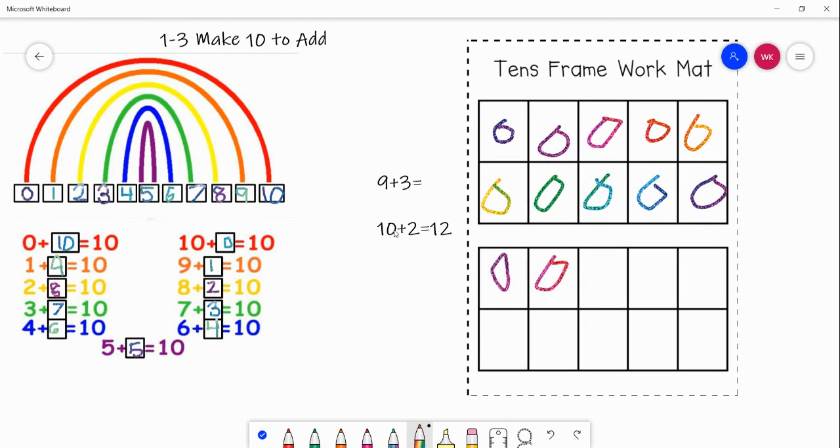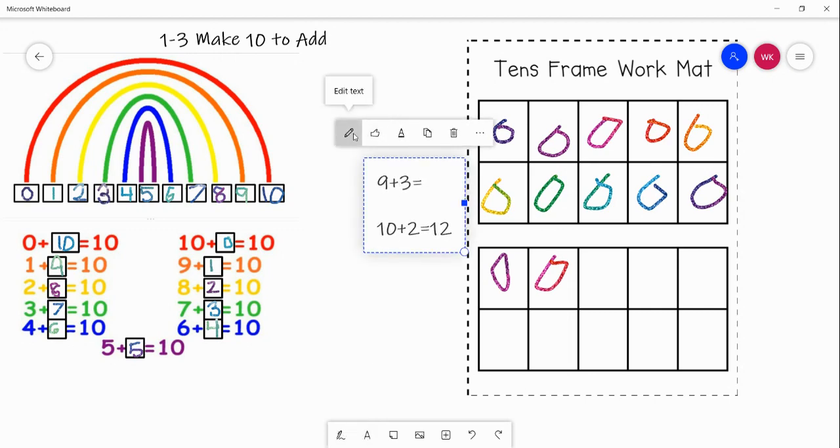So if we know 10 plus 2 equals 12, then we know that 9 plus 3 equals 12. So we just made 10 with that equation. All right, let's do this again.